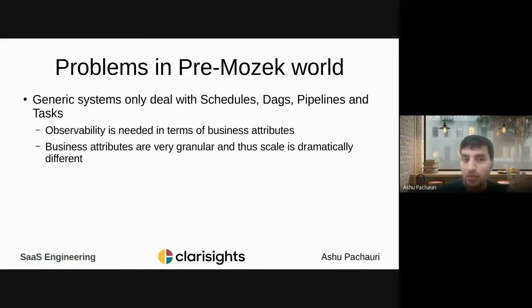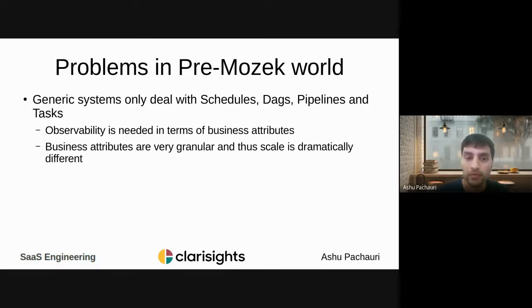So these problems actually emerge from some fundamental notions about the orchestrators that we have been using so far. Generic systems like Airflow deal in concepts like schedules, DAGs, pipelines, and tasks. The problem is that the business doesn't operate on these attributes, right? Business attributes are going to be different. For us, it will be customer ID, data source, account ID. Those are the attributes on which we want to take scheduling decisions rather than pipelines, DAGs, fixed periods, or tasks.